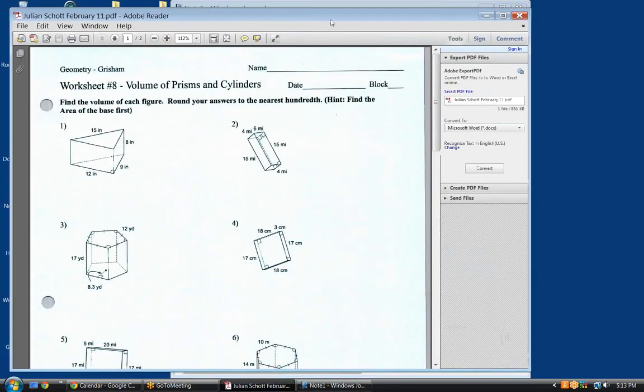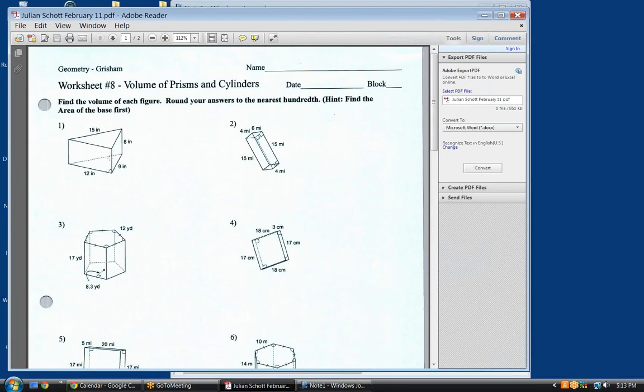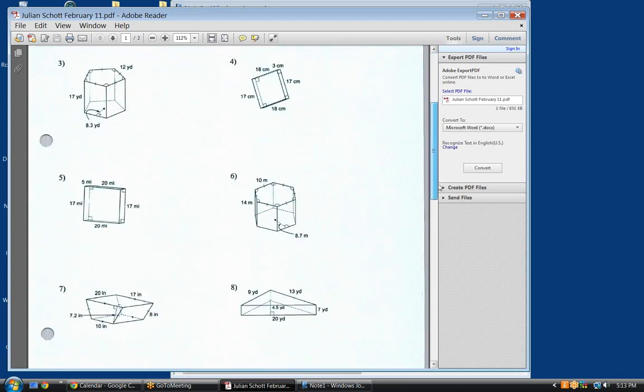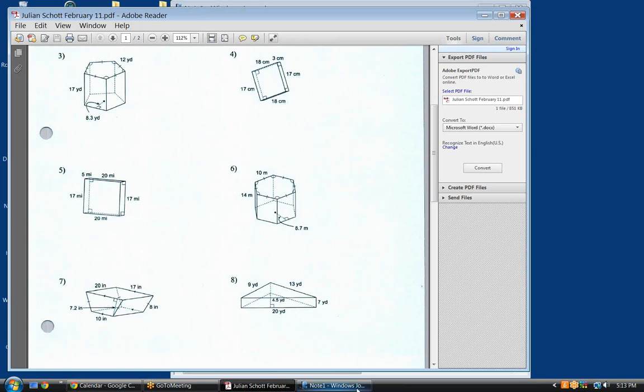In other words, this first problem here only had one base that had an opposite equal base, and that was the triangle. Different than the brick. But it still comes down to the area of the base times the thickness. Okay? So number 3.